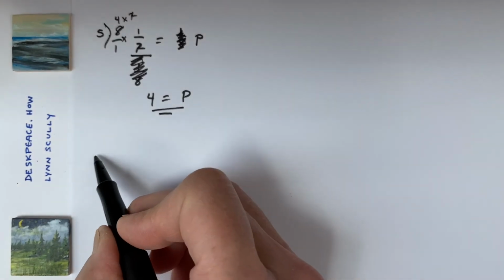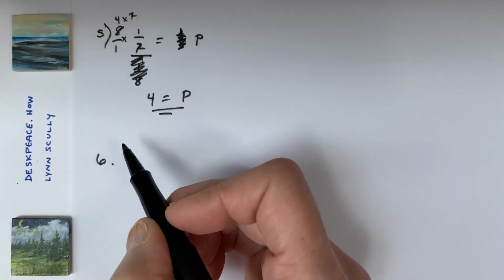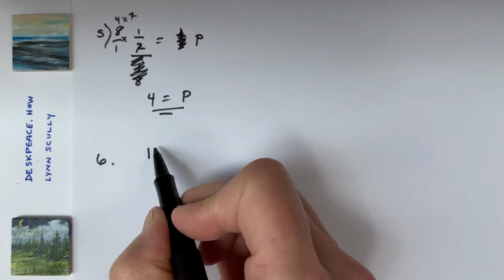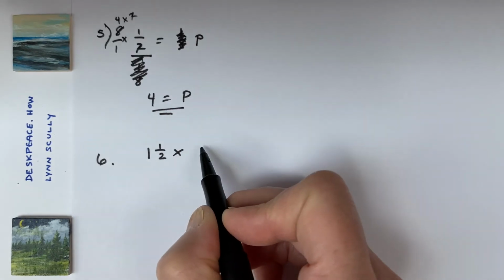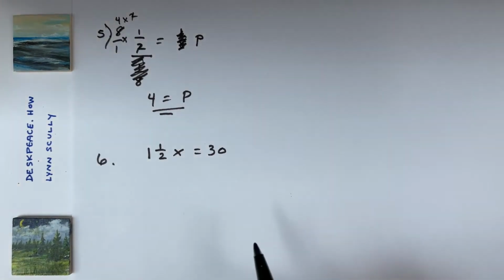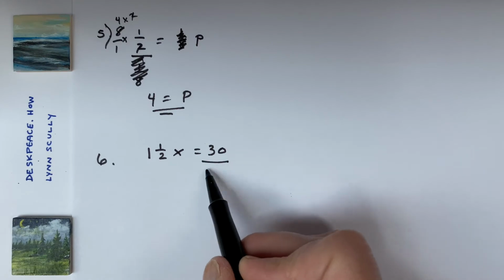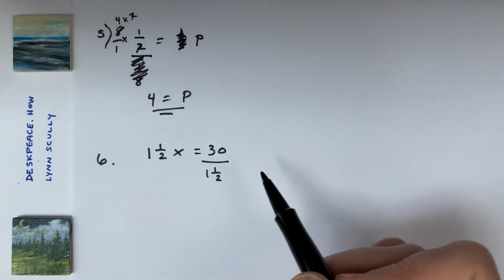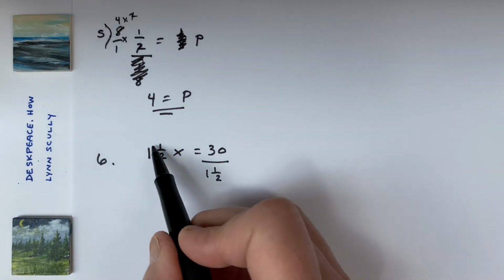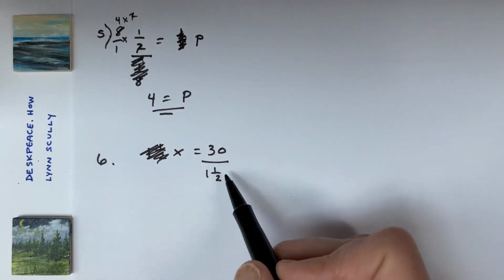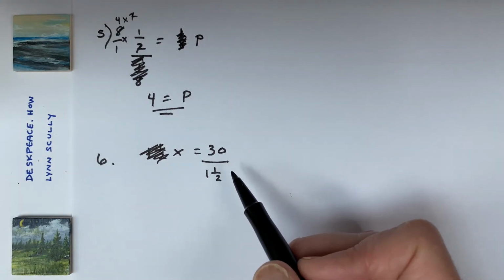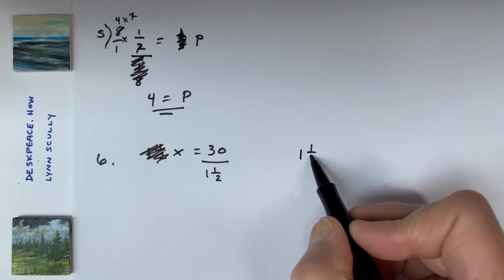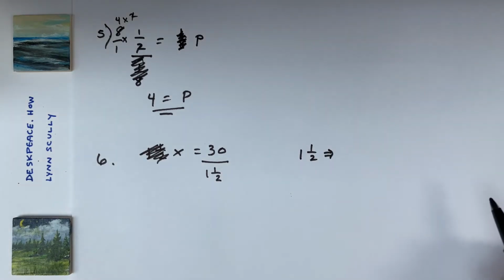So I'm going to move over a little this time. Number 6. Probably don't need to in this case, but I'm doing it anyway. 1 1/2 x equals 30. Now you might be tempted to just say, let's just move this, and we can. But now I've got a complex fraction on the bottom. So let me remind you how to turn a complex fraction into an improper fraction.